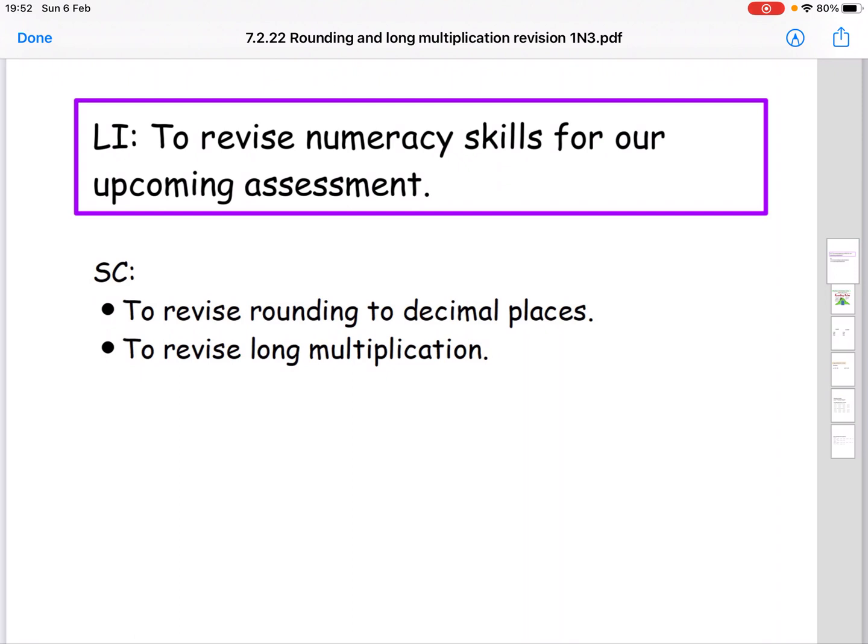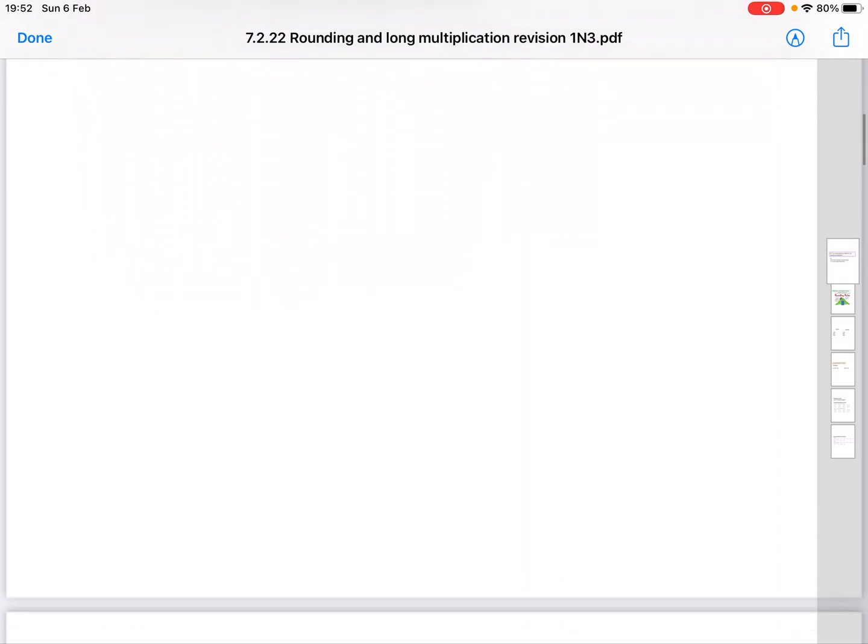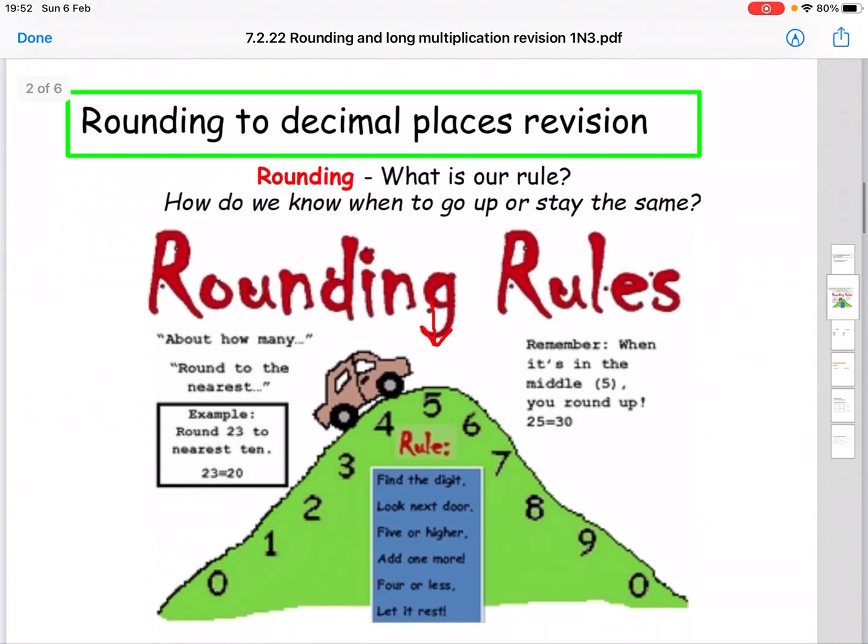So the rounding to decimal places is more your sort of yellow purple work, but your long multiplication is definitely just purple. But this class is a really good class, and I'm more than sure that when it comes to revision for your assessment, most of you, if not all of you, will be looking at that yellow and purple level work to really push yourself. So what we're going to do first is have a little look at a recap of rounding to decimal places.